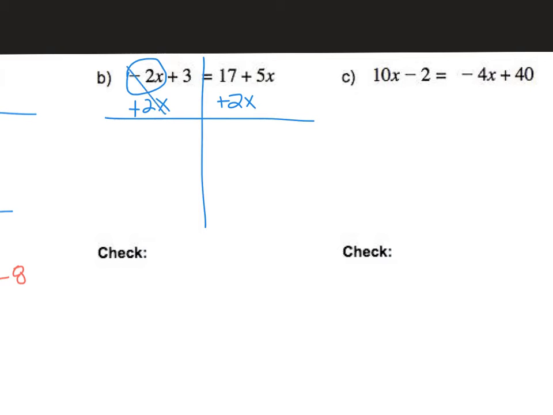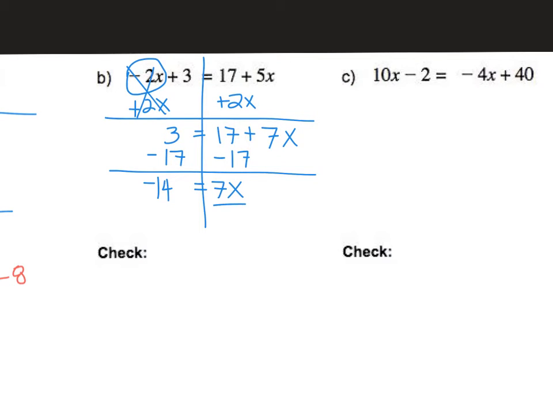So minus 2x and plus 2x go away, leaving us with 3. 17 plus 5x plus 2x is 7x. Now we're trying to get x by itself, so I'm going to get rid of plus 17 by minusing 17 from both sides. 3 take away 17 is negative 14. To get rid of times 7, let's divide by 7. And we'll come out with x equals negative 2 for this one.